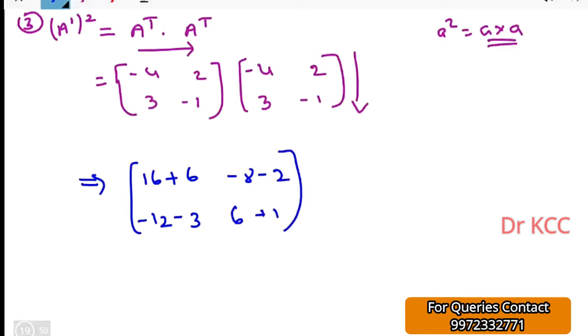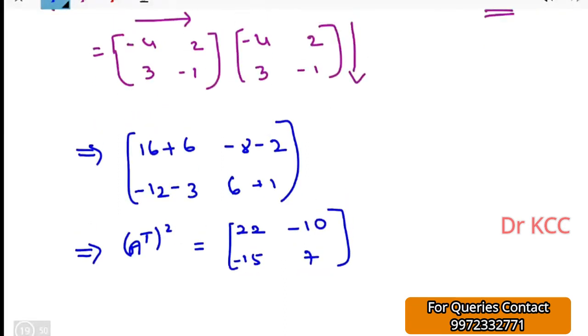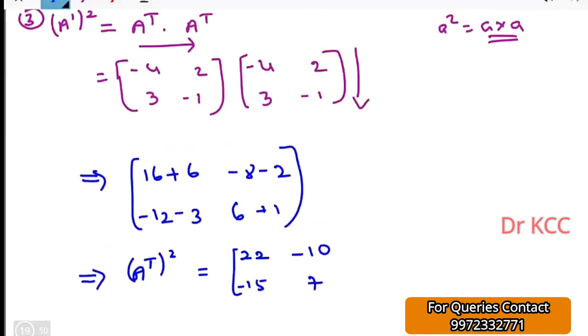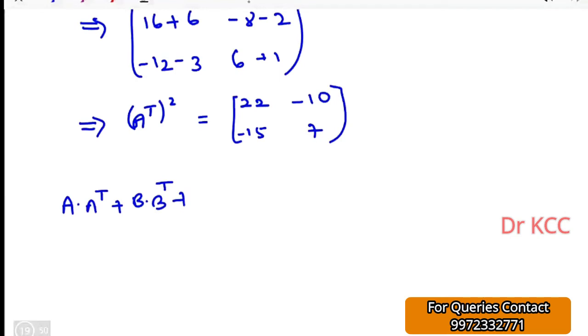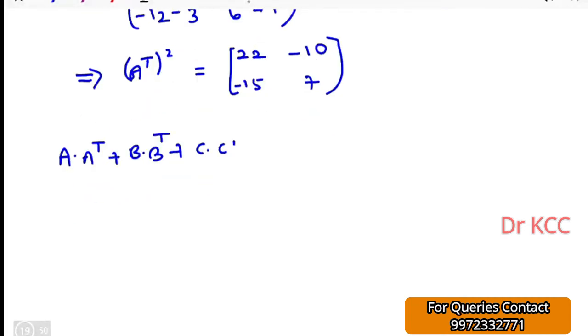So ultimately A transpose the whole square is equal to 22, minus 10, minus 15 and 7. A transpose the whole square is nothing but A transpose into A transpose. So this is your third question. And what about your fourth question? The fourth question: A into A transpose plus B into B transpose plus C into C transpose. This is what you're supposed to find out. And we'll do one by one. Now we first will go for A into A transpose.